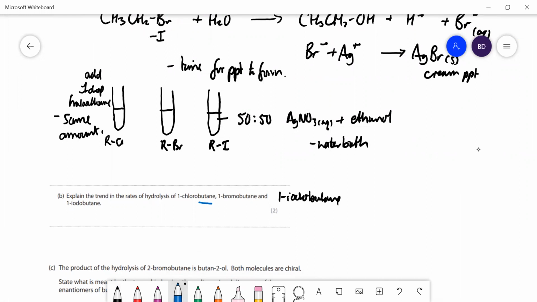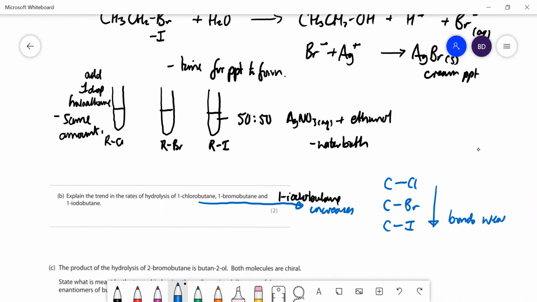Well, it increases. Okay. Gets faster. And what's the reason for that? Is because the strength of the carbon halogen bond gets weaker as you go down the group. As the halogen atom gets bigger, the bonds get longer, and so they get weaker. And so they're easier to hydrolyze. For 2 marks, that's all you need to say there, I think.